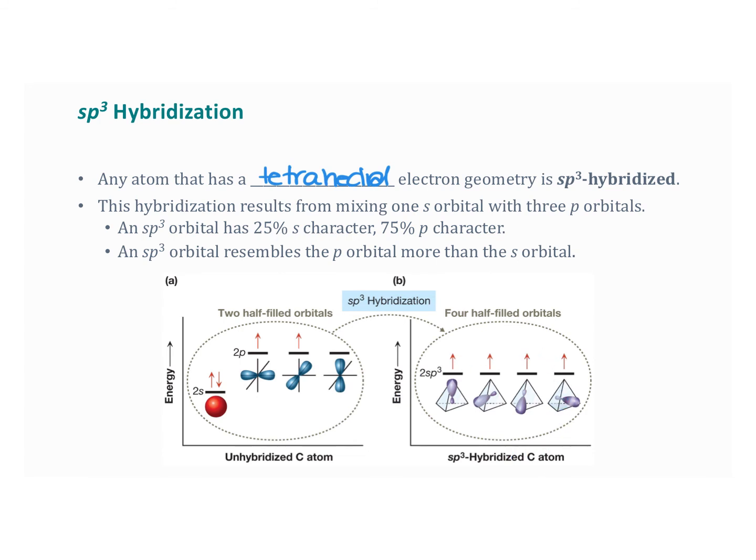It has 25% S character and 75% P character, and it resembles the P more than the S, right? Obviously, 75% P character here. But important, tetrahedral geometry, you're always going to be sp3 hybridized.